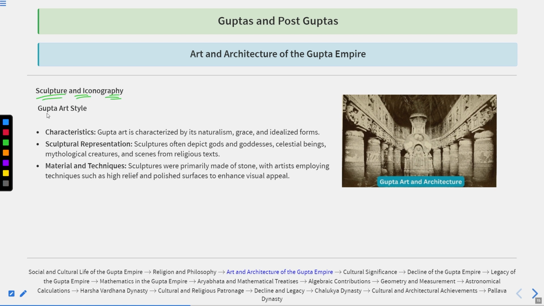Thereafter, the sculpture and the iconography. Gupta art style characteristics: Gupta art is characterized by its naturalism, grace, and idealized forms. Thereafter, sculpture representation. Sculptures often depict gods and goddesses, celestial beings, mythological creatures, and scenes collected from various religious texts. Material and techniques: sculptures were primarily made of stone, with artists employing techniques such as high relief and polished surfaces so that the visual appeal could be enhanced.